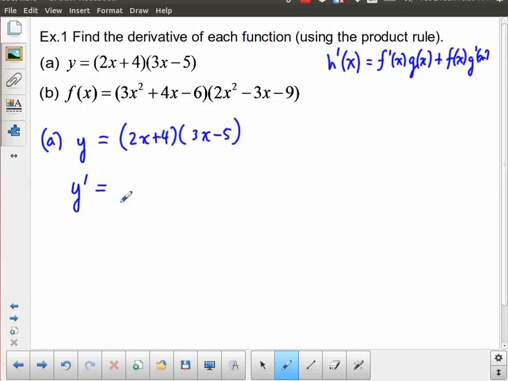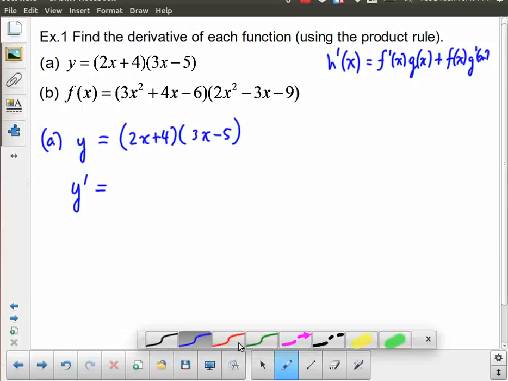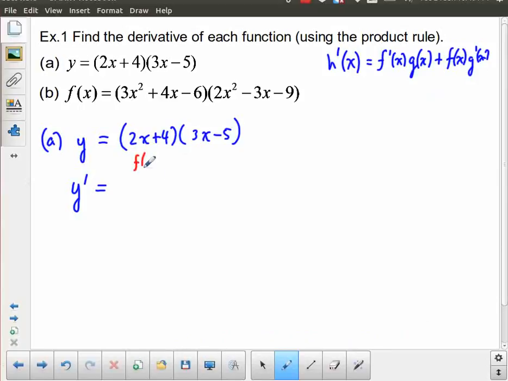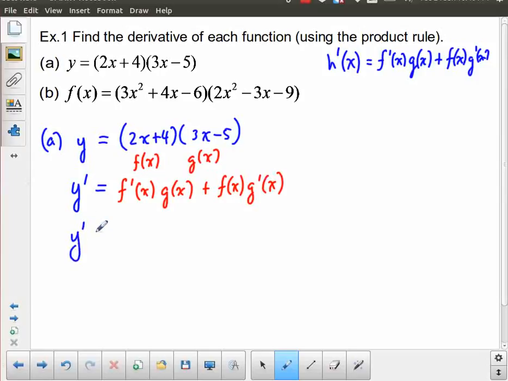The way that works, I'm going to write it out exactly the same way that we have here, and sometimes it might help you to label these. I'm going to call that one f of x and call that one g of x, for example. So it's the derivative of the first times the second plus the first times the derivative of the second. Now I wouldn't actually want you to always write that out, but as you're starting to do this, that might be a good idea just to get your head wrapped around it.